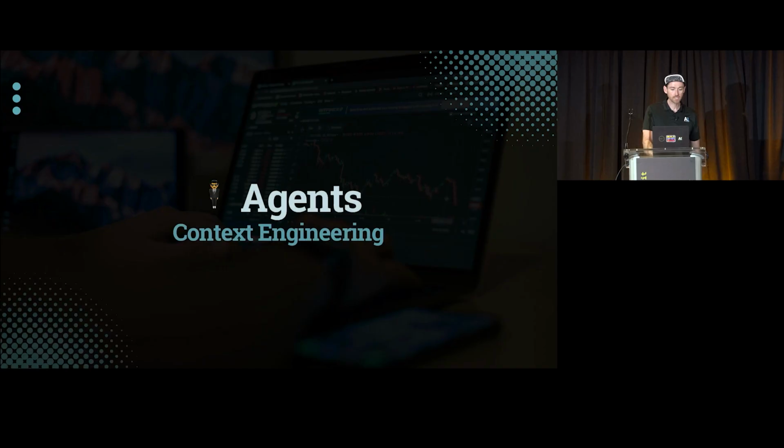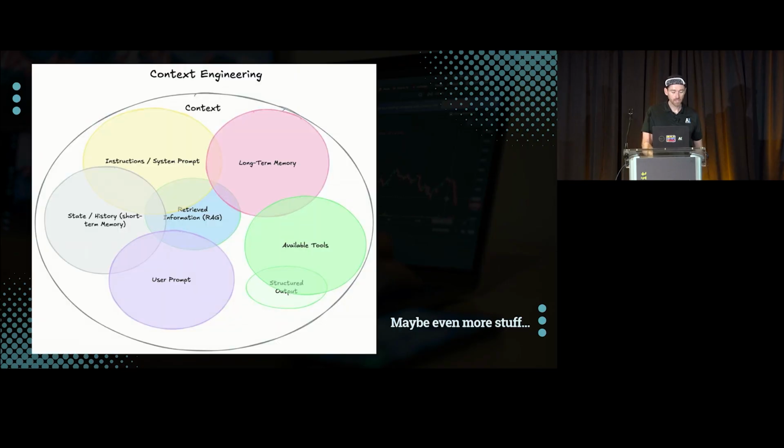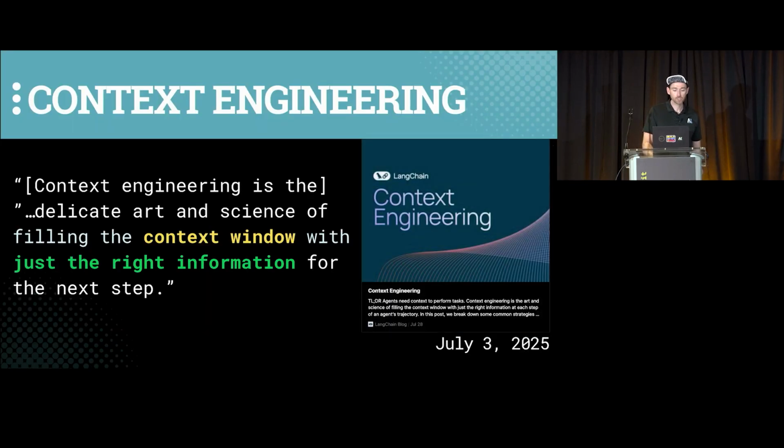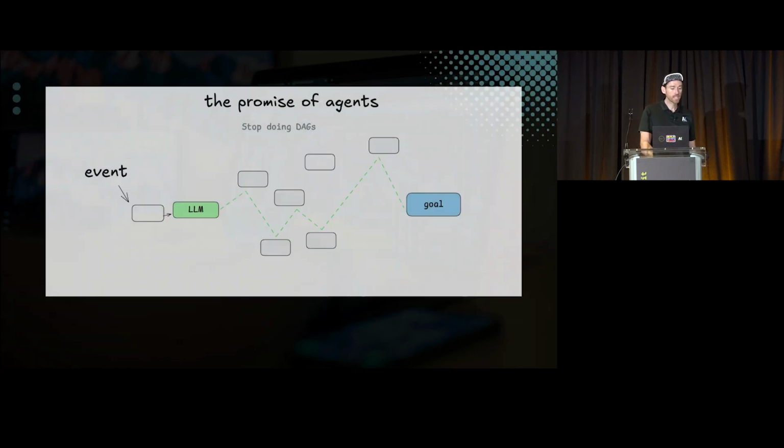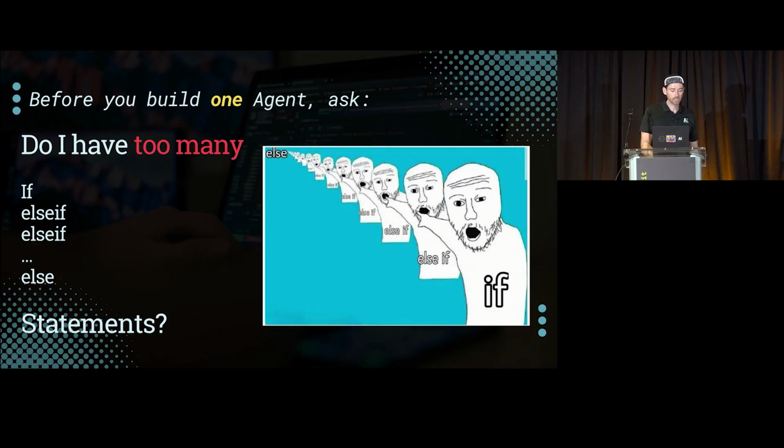So we kind of get to this place of context engineering, of this is just the right information at just the right step, of we want to be careful of context management and doing it correctly. We get to remove the DAG. And when we remove the DAG, do I have too many if, else statements?